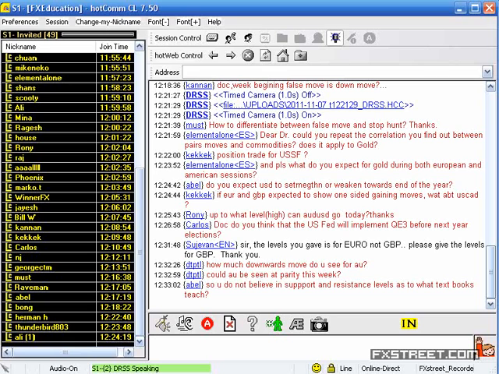Then a question: could you repeat the correlation you found between pairs, moves and commodities? Does it apply to gold? No, gold is a commodity, whereas the commodity is not a 24 hours market. You know that in the NYMEX market, you find gold is active during the Hong Kong time frame and the London time frame and also the New York time frame. But the rest of the time you will find in the online trading platform some moves, but they are different moves.